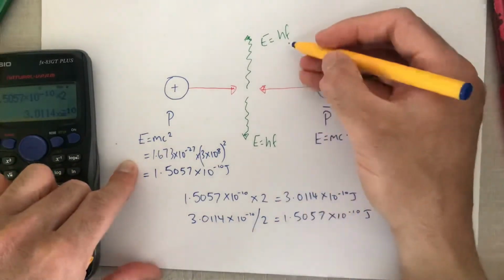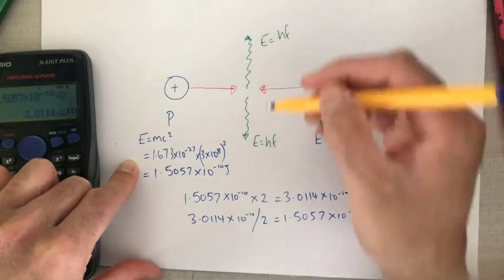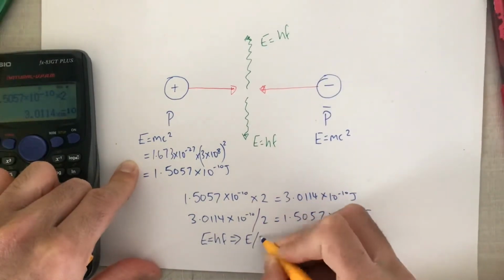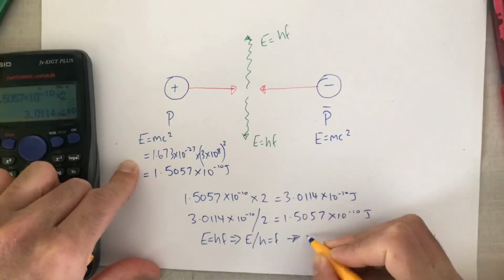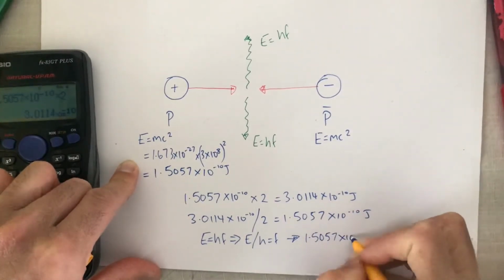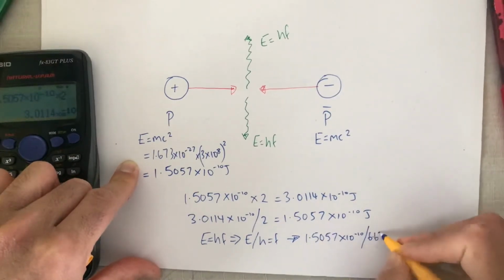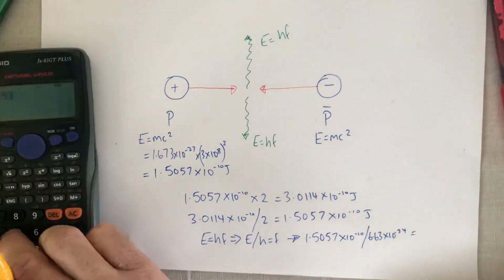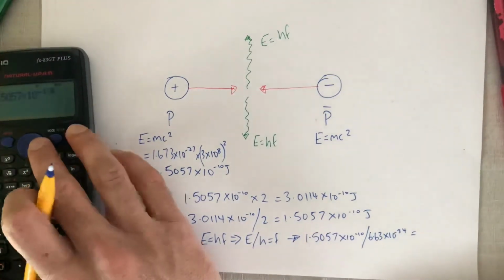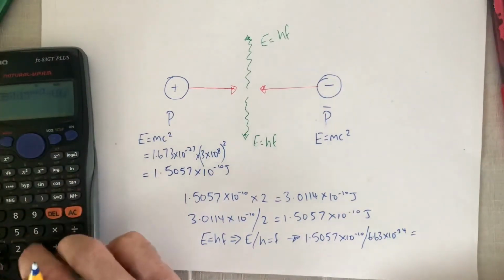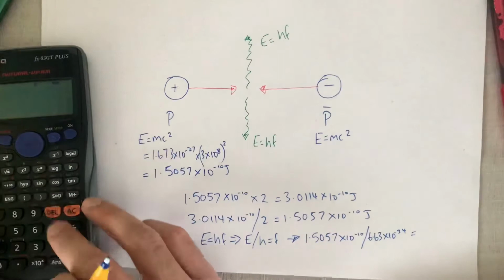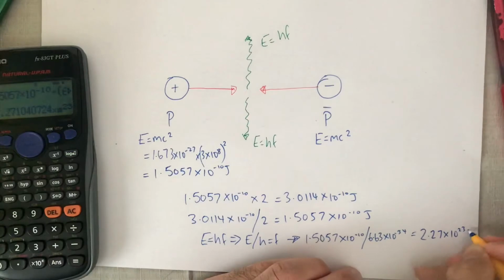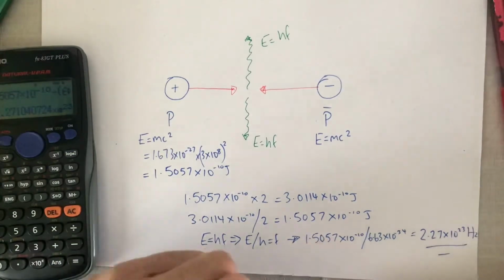So what we do now is we can work out the frequency of one of these photons using E equals hf. Rearrange it: E divided by h is f. So therefore we're going to have 1.5057 times 10 to the minus 10 divided by 6.63 times 10 to the minus 34. And we get an answer. We get 2.27 times 10 to the 23 hertz. So there we have it.